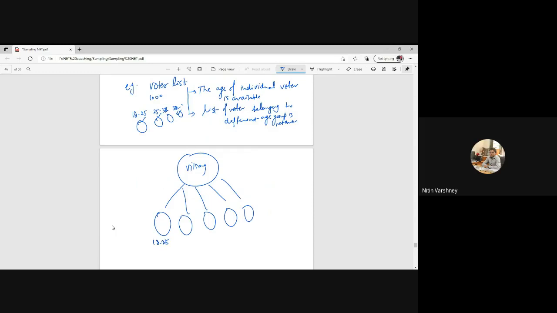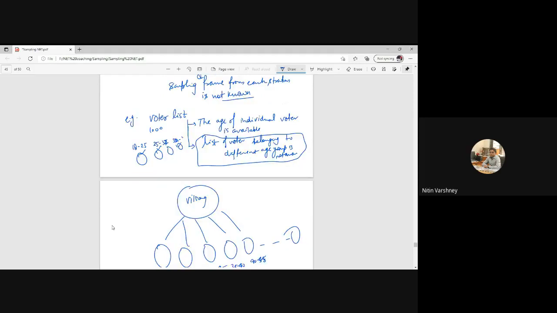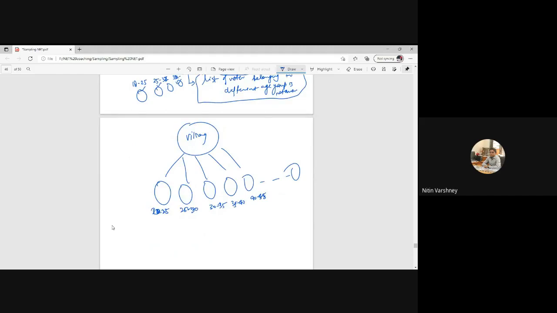For example, I suppose I write 20 to 25, 25 to 30, 30 to 35, 35 to 40, and 40 to 45. Likewise I made different groups. Okay, but there is no information regarding this in the sampling frame. So what is the problem here? I cannot know, suppose I have the samples, from which stratum this particular voter belongs.